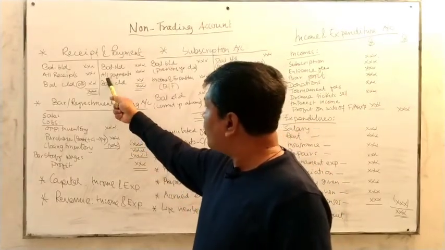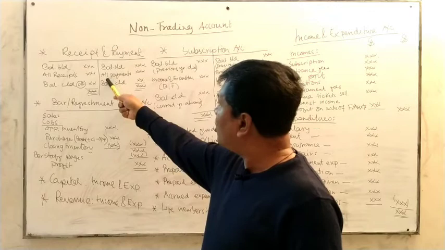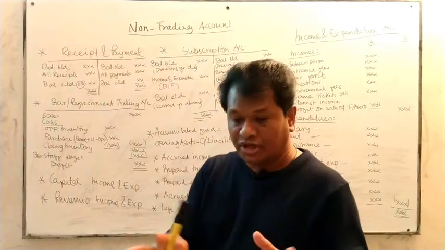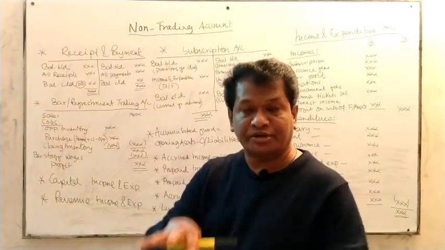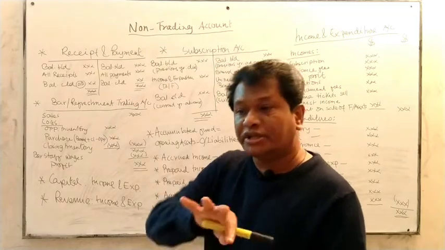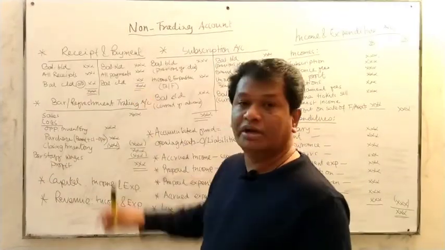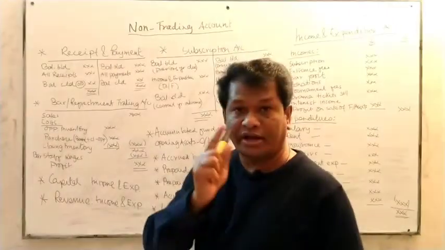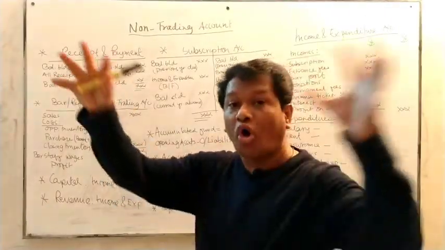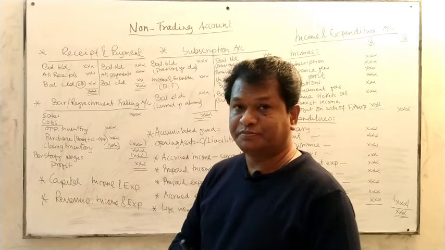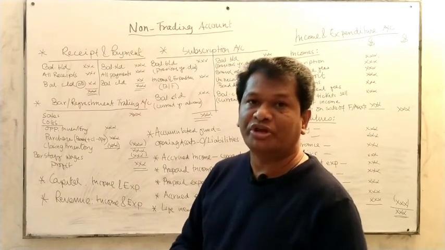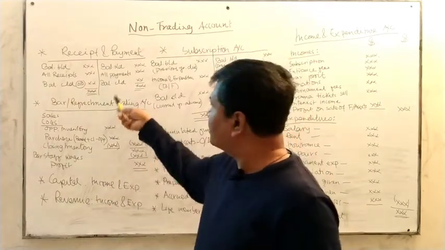Then look over here at all payments. All payments means from the money which is generated in the business, some of the payment is to be done. So all the payments are to be written over here. It is all the expenditure, whether capital expenditure or revenue expenditure. All expenditure is to be written on the credit side.